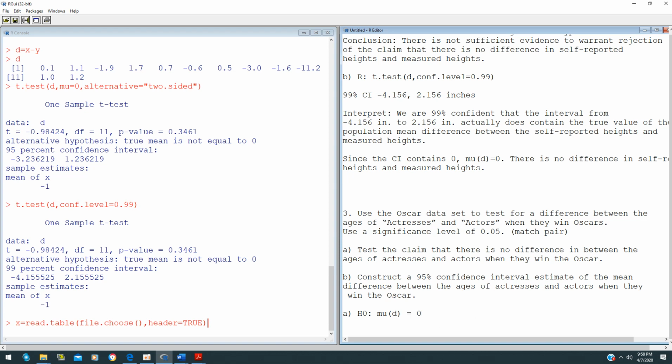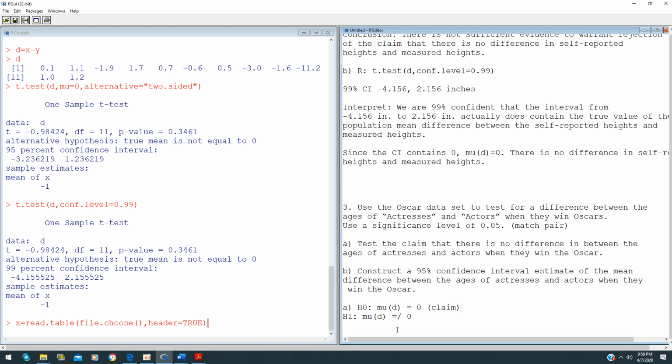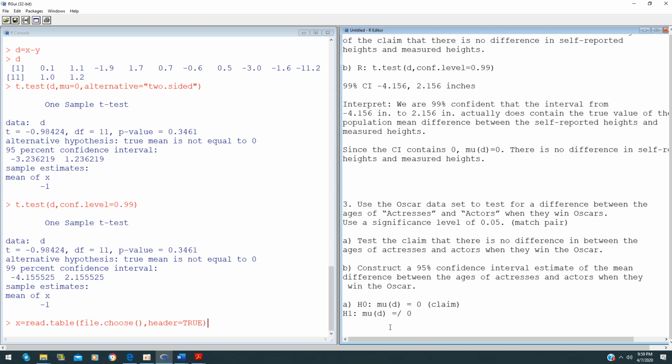In this case, mu d is equal to zero for your null hypothesis. For your alternative hypothesis, we will use mu d not equal to zero. And again, the reason why we use not equal to zero is because we are testing no difference. No difference means it's equal. So this is your claim statement here. No difference means equal in this case, and then we test against not equal. For your sampling distribution, again we are doing mean here, so it is going to be the t distribution.